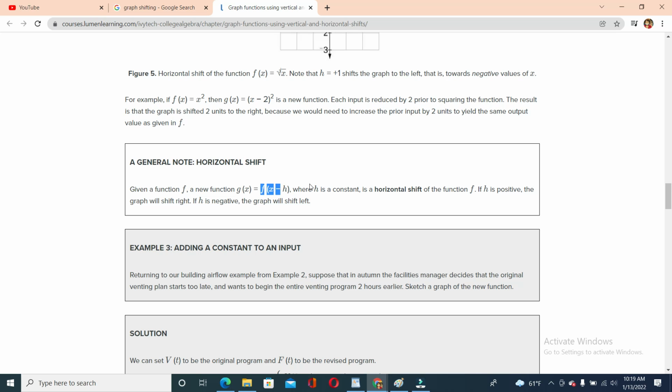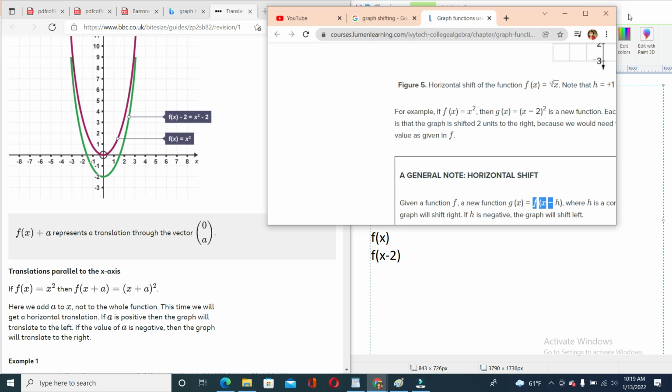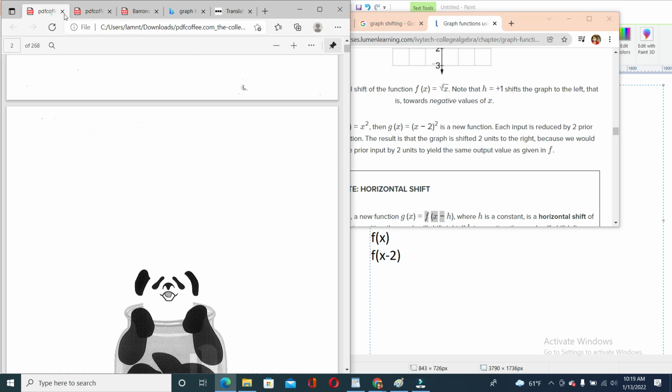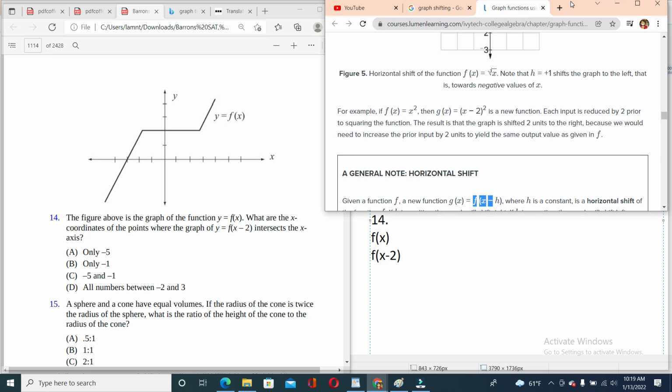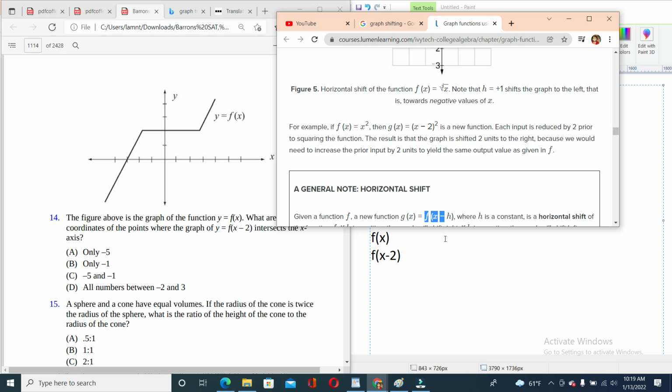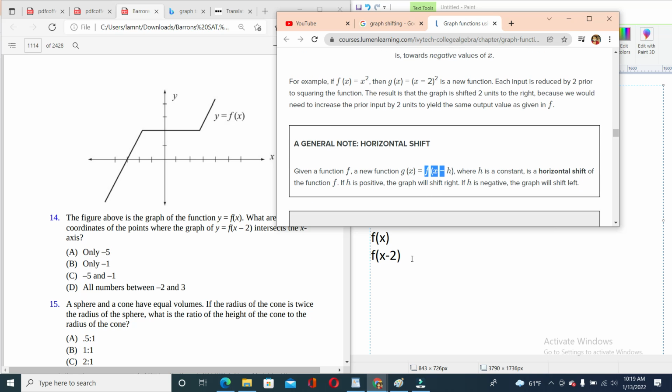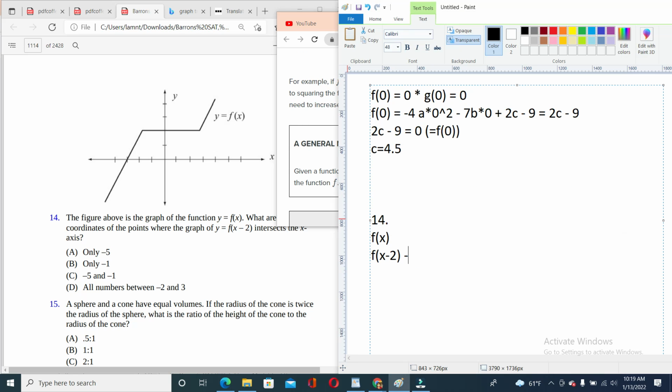Okay, and if h is positive, the graph shifts right, and if h is negative, the graph shifts left. So that's the formula we're going to use. So in this case, f(x minus 2), right? So this is going to shift right, because h here is positive.